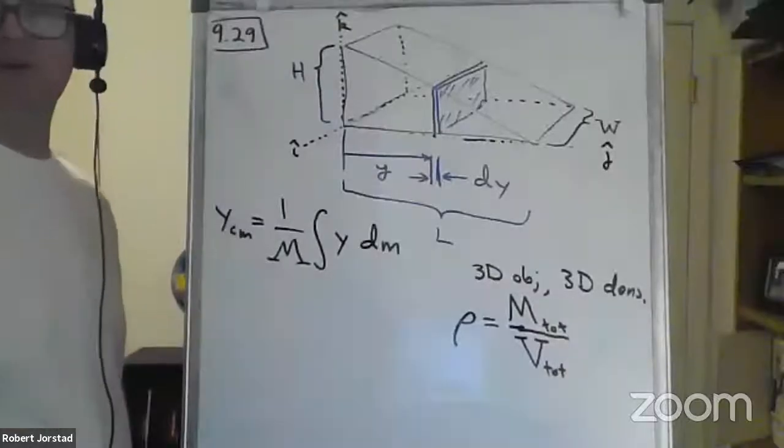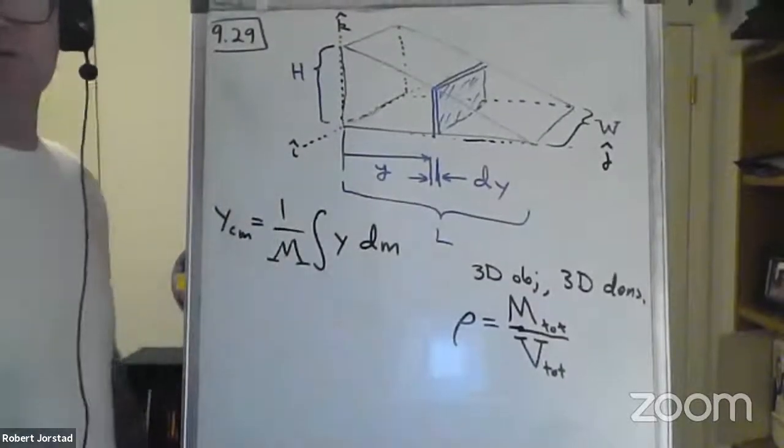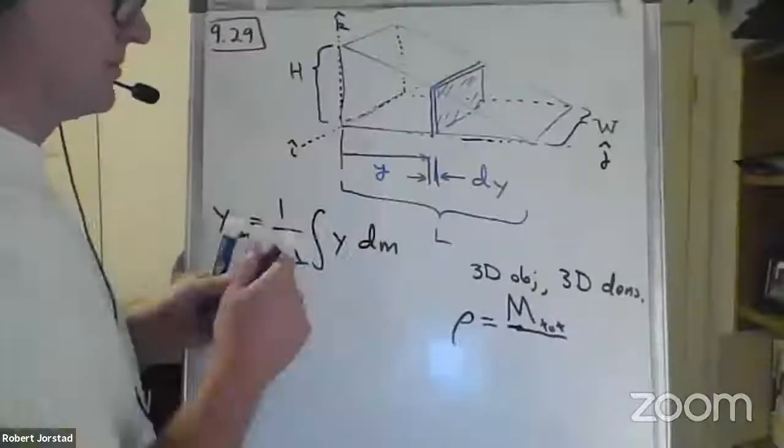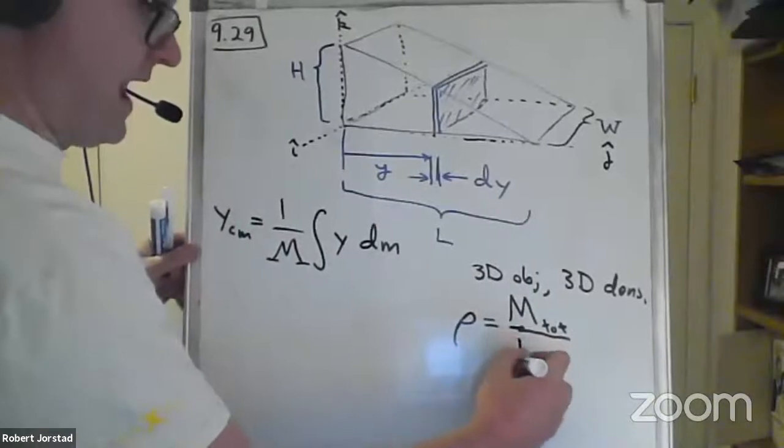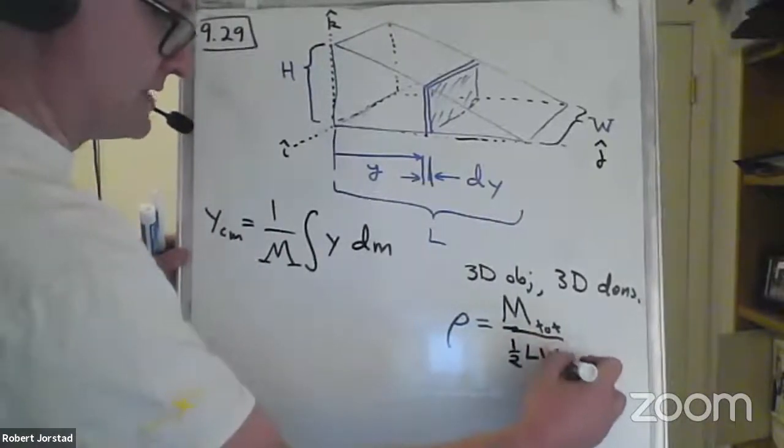HL over 2. HL over 2 times W. Oh, and there it is. You got it too, Jacob. All right. So we know that this volume is going to be 1/2 of length times width times height.